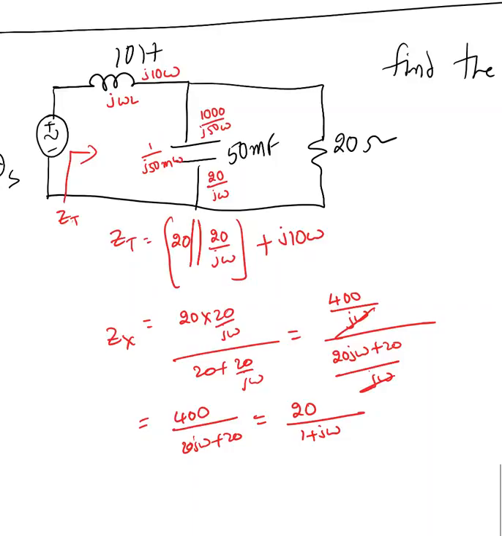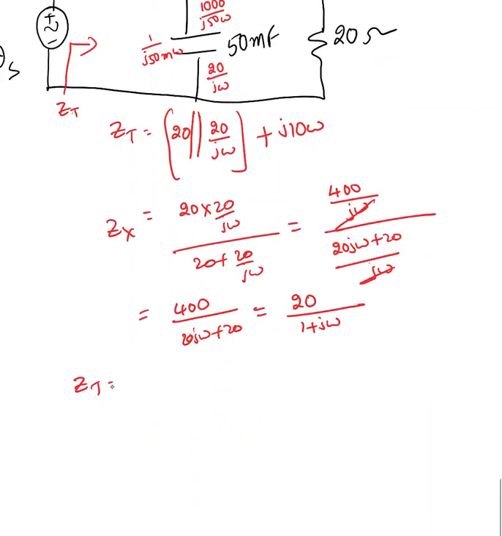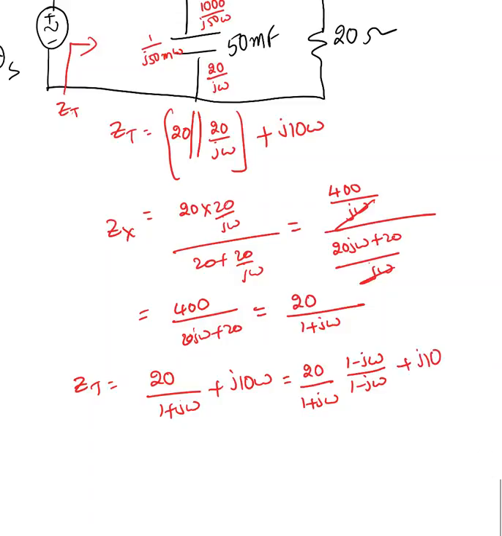Now my Z total equal to 20 over 1 plus J omega plus J10 omega. Okay, so I have 1 plus J omega in the denominator. I need to eliminate that J term in the denominator so that I can separate real part and imaginary part in the total impedance. So what I'm going to do, I'm going to multiply and divide this with the complex conjugate of the denominator, 1 minus J omega, plus J10 omega.